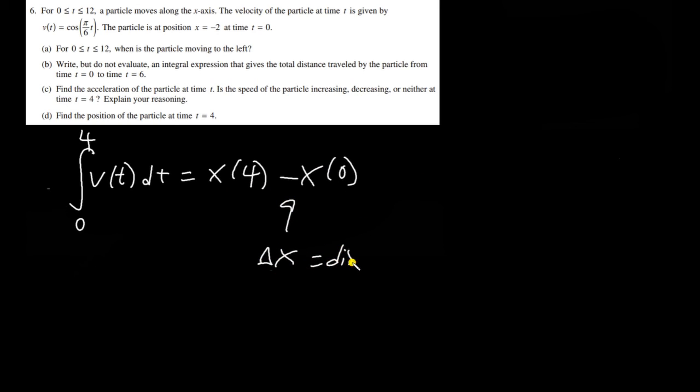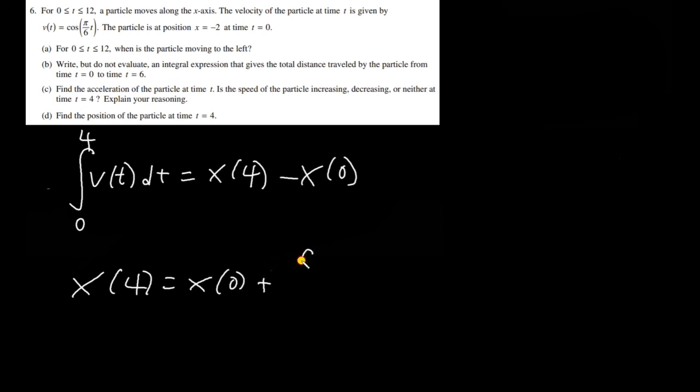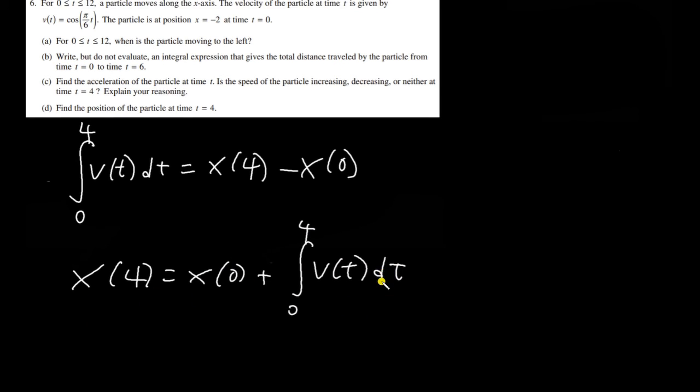Okay, so now what we've got to do is use this to find the position of the particle at time t equals 4, right? X of 4 is the position at 4, and x of 0 is the position at 0. So we can rearrange this to solve for x of 4, and we see that it's x of 0 plus the integral from 0 to 4 of v of t dt. If you're taking physics, this should look very similar to one of the UAM equations.